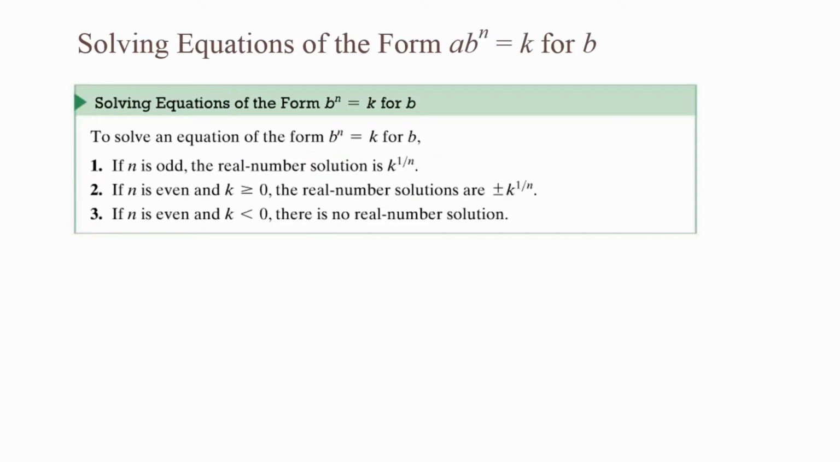Solving equations of the form a b to the n equals k for b. To solve an equation in the form b to the n equals k for b: 1. If n is odd, the real number solution is k to the 1/nth power. 2. If n is even and k is greater than or equal to 0, the real number solutions are plus or minus k to the 1/nth power. 3. If n is even and k is less than 0, there is no real number solution.